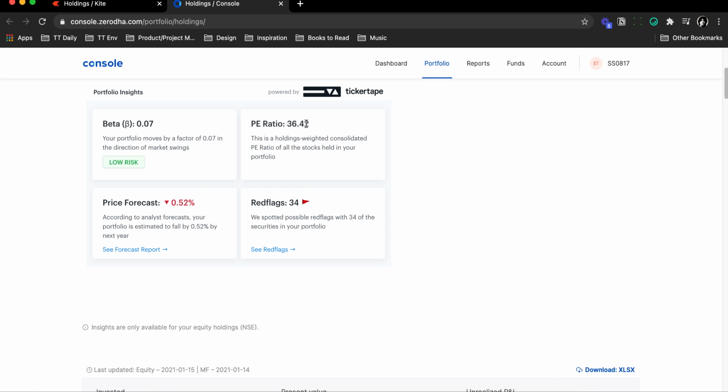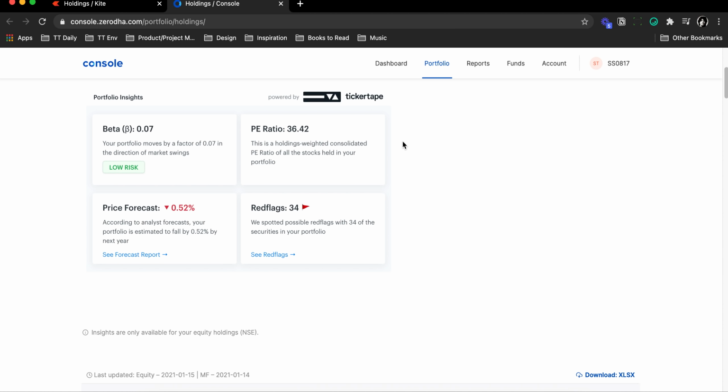Now what exactly is a PE ratio? So a PE ratio is the price to earnings ratio. What this gives you an indication of is that if you want to earn 1 rupee, how much do you have to invest into your portfolio? So basis our current portfolio, the PE ratio is 36.42. So in order to earn 1 rupee, I have to invest 36.42 rupees, right?